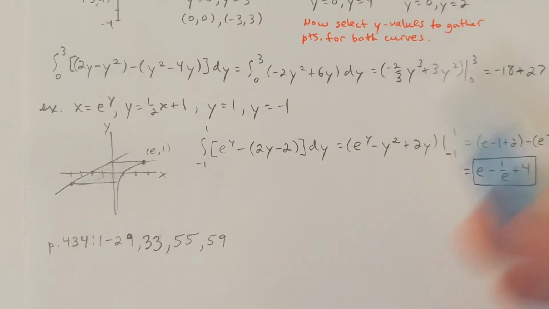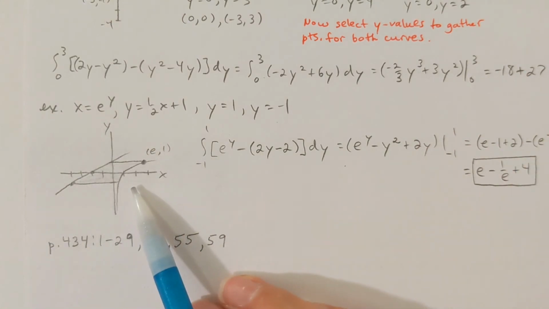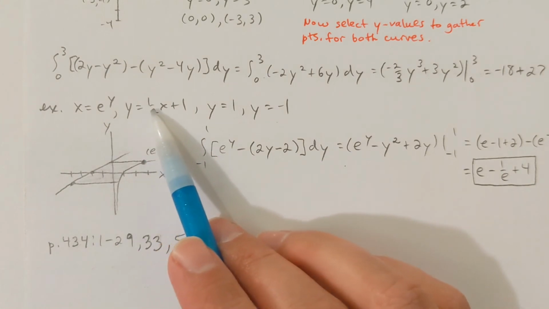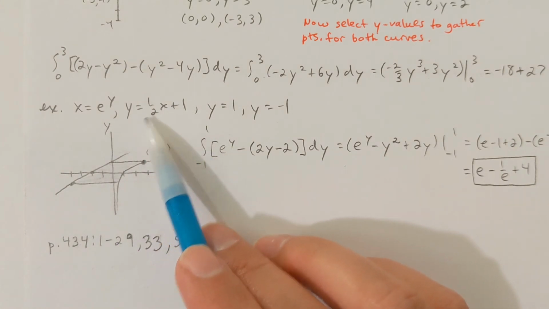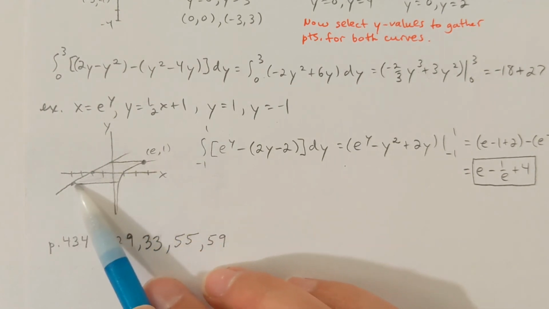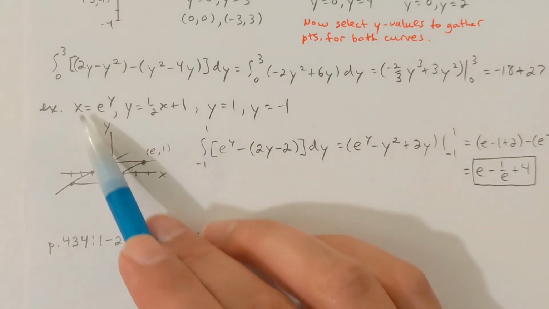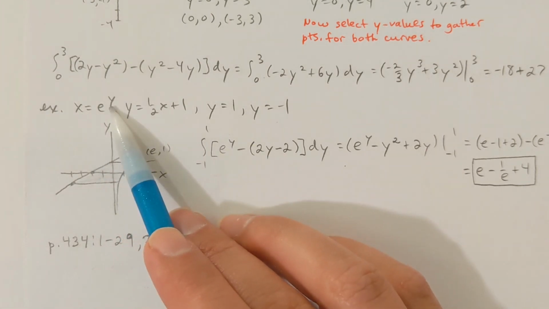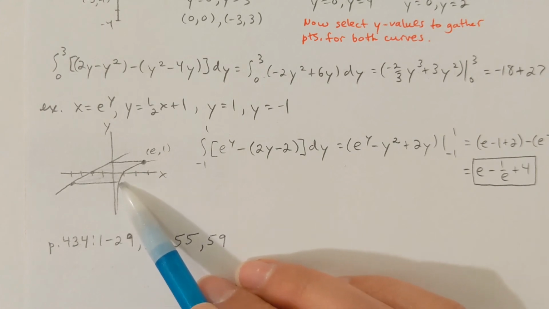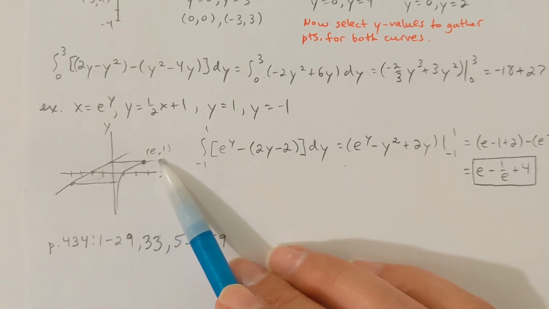Okay, so y equals 1 and y equals negative 1, of course, those are horizontal lines. Here's a slanted line, y equals 1/2 x plus 1, has a slope of 1/2 and a y-intercept at 1. You're going to go up 1 and to the right 2, or down 1 to the left 2, same thing. And then x equals e to the y. If you were to take the ln of both sides, that would mean that y is equal to the ln of x. Okay, so y equals the ln of x is this curve here.